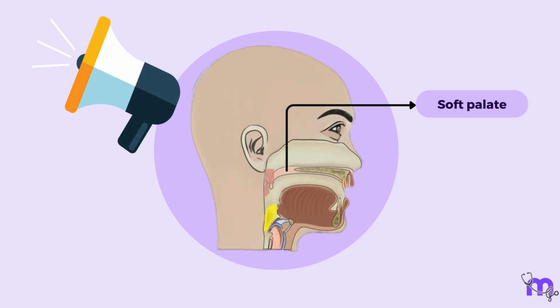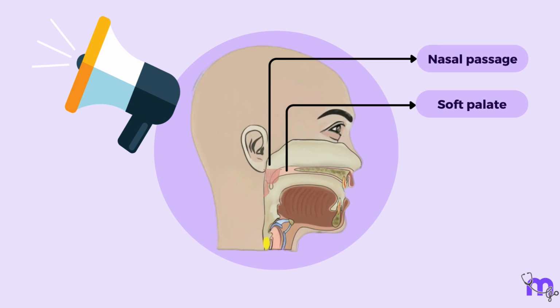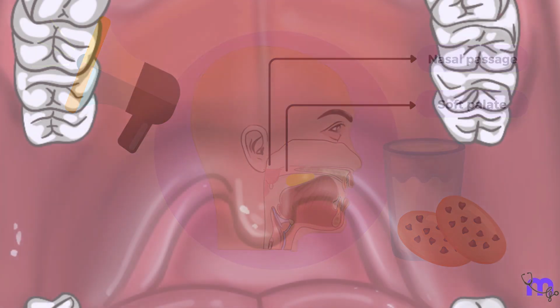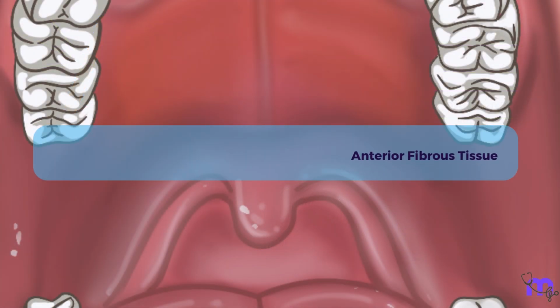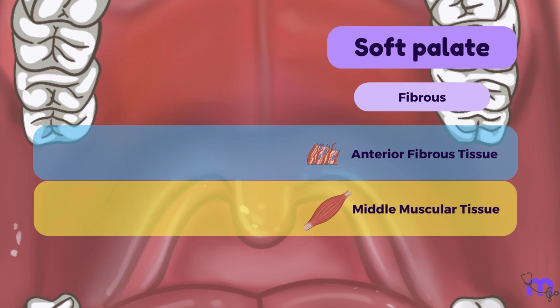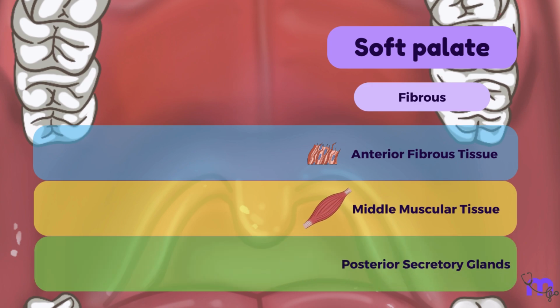It's like a flexible curtain that can lift up to close off the nasal passage when you swallow or speak, preventing foods and liquids from entering your nose. Structurally, the anterior end of the soft palate is mostly fibrous in nature. The middle portion has muscles, and the posterior end is rich in secretory glands.